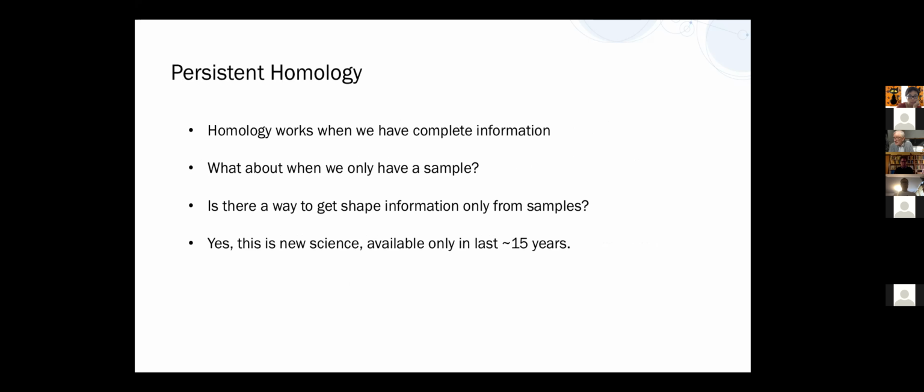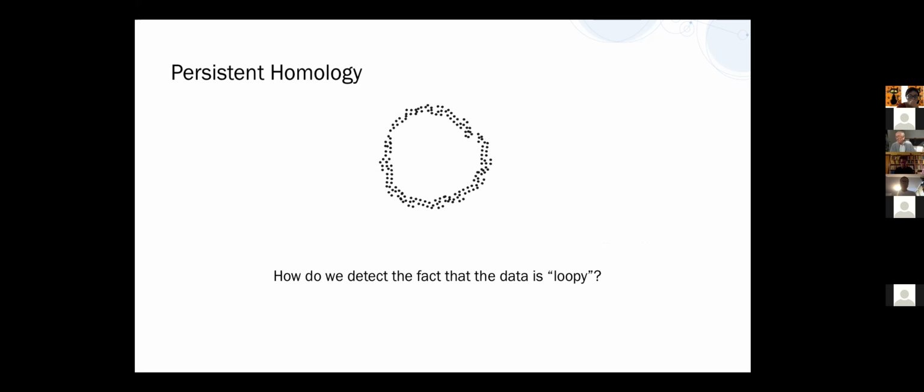So now persistent homology says, well, homology works only when we have complete information. What about when we only have a sample? So is there a way to get this shape information? And the answer is yes. And how do we detect the fact that the data is loopy? This data is loopy. This is what I call a statistical circle.